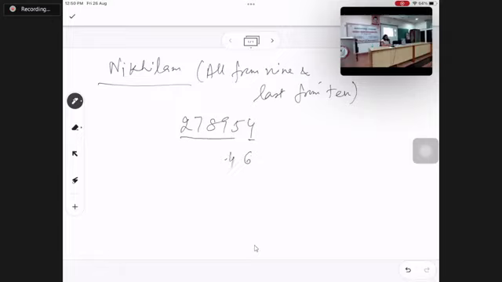9 minus 5 is 4. 9 minus 9 is 0. 9 minus 8 is 1. 9 minus 7 is 2. 9 minus 2 is 7. So this is the Vinculum of this number. This is Vinculum.